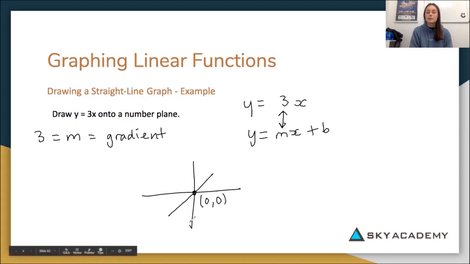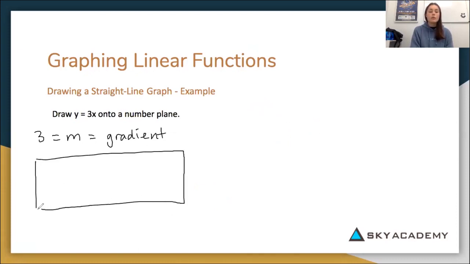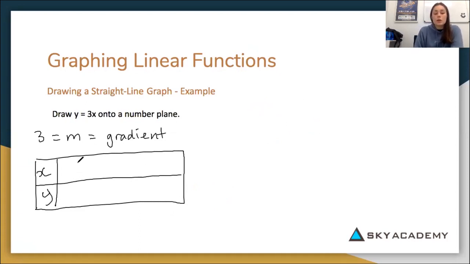So let's have a go at drawing this straight line. And if you remember, our first step is to draw a table of values. And when you draw a table of values, the x is our independent, so it goes on top, and our y is dependent, so it goes on the bottom. So then we can sub in our own values for x. I'm going to do -2, -1, 0, 1, and 2. And now we sub our x values into the equation.